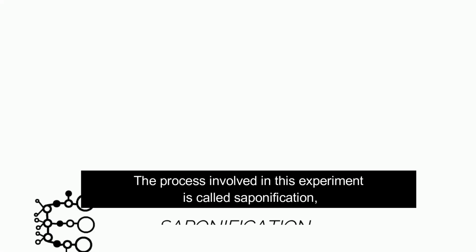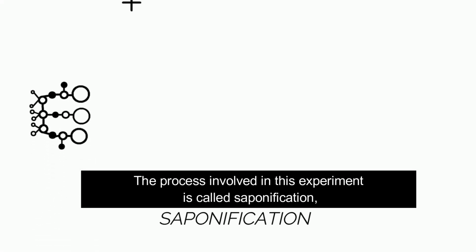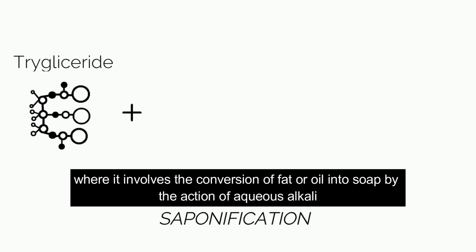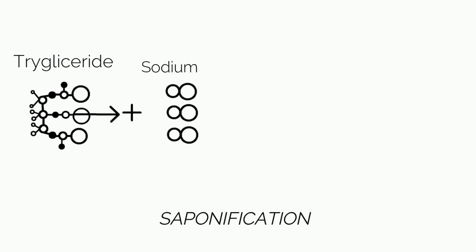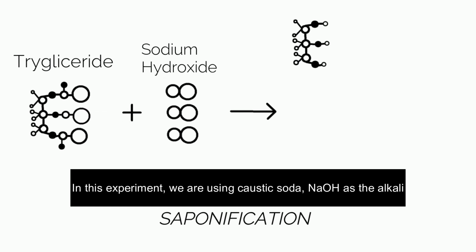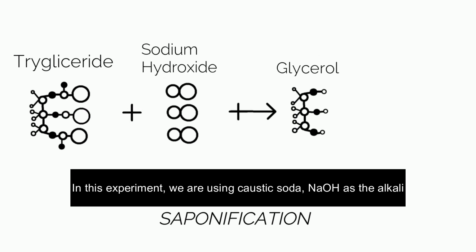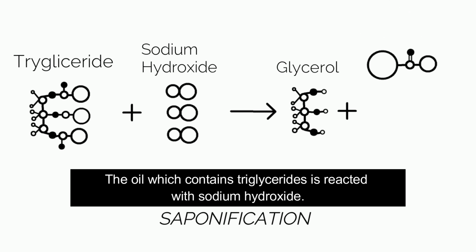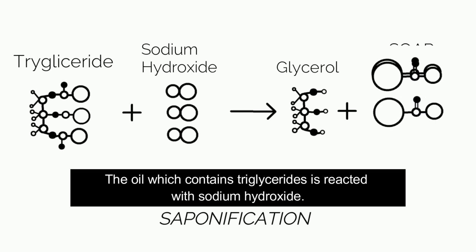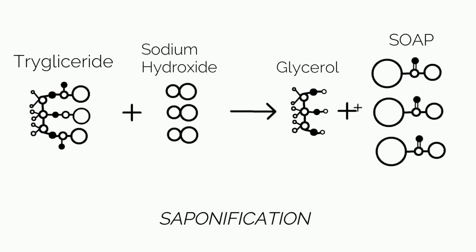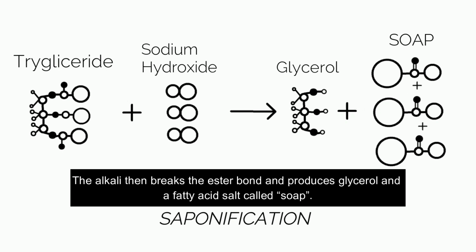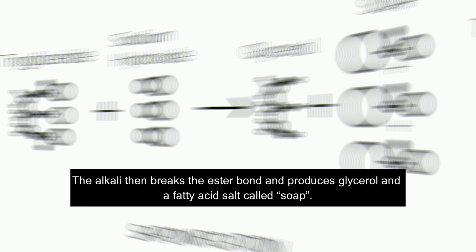The process involved in this experiment is called saponification, which involves the conversion of fat or oil into soap by the action of aqueous alkali. In this experiment, we are using caustic soda, NaOH, as the alkali. The oil, which contains triglycerides, is reacted with sodium hydroxide. The alkali then breaks the ester bond and produces glycerol and a fatty acid salt called soap.